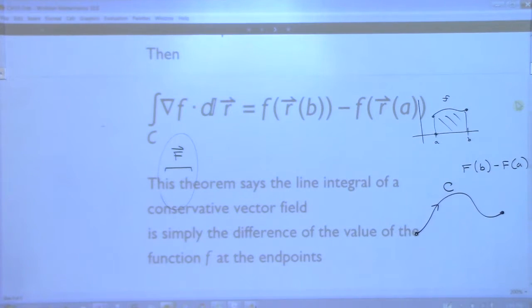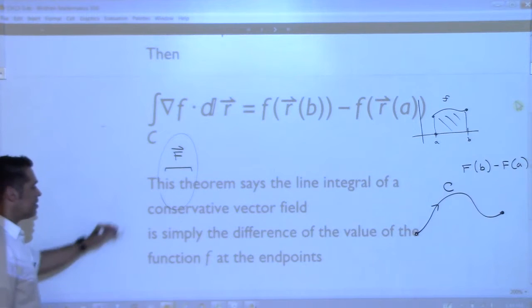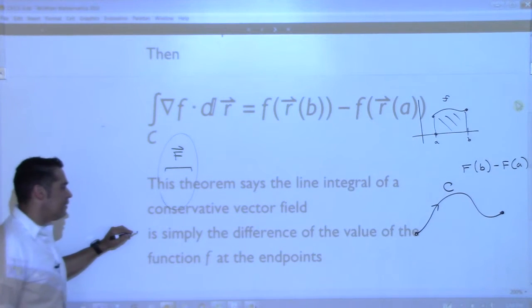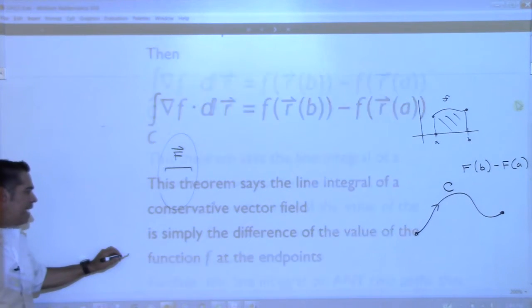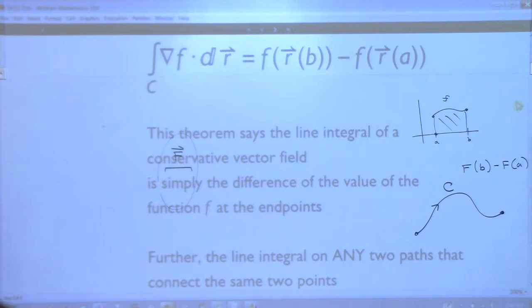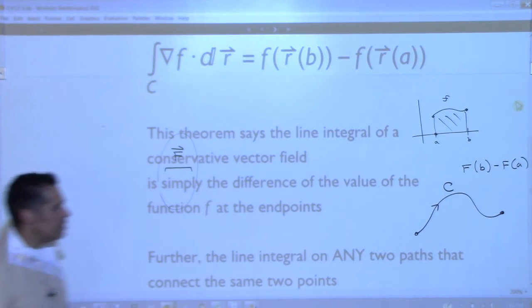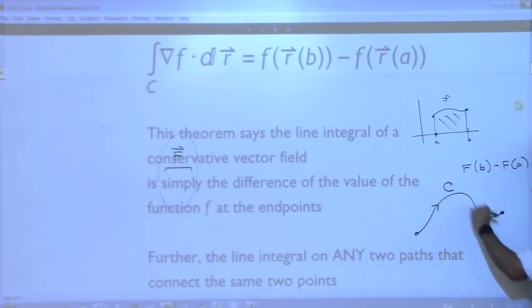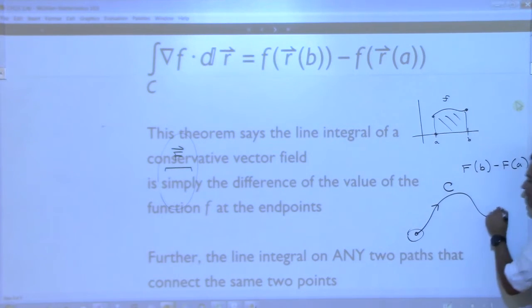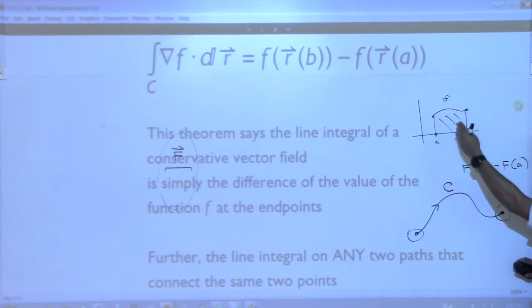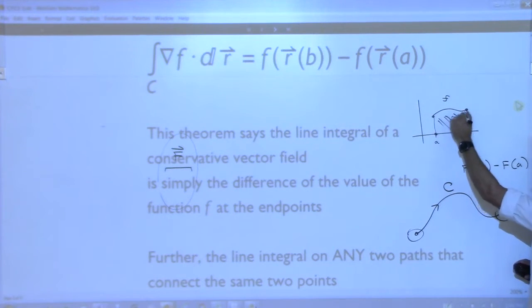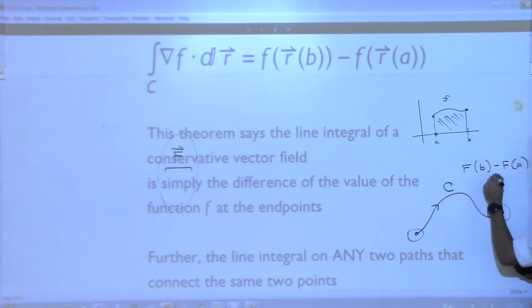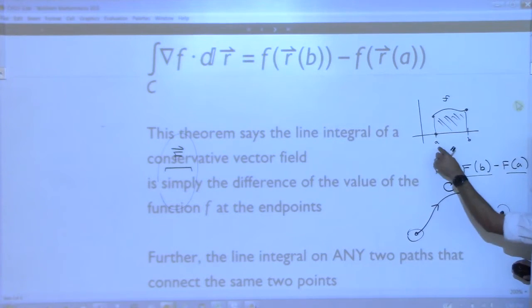This theorem says the line integral of a conservative vector field is simply the difference of the value of the function f at the endpoints, which means all the stuff that happens in the middle doesn't matter anymore. The path doesn't matter. All that matters is what's happening at the endpoints, which is kind of like here. We're trying to find the area under here. All that doesn't matter. All we need is the antiderivative at the 2 endpoints. That's all we need to figure out the area.